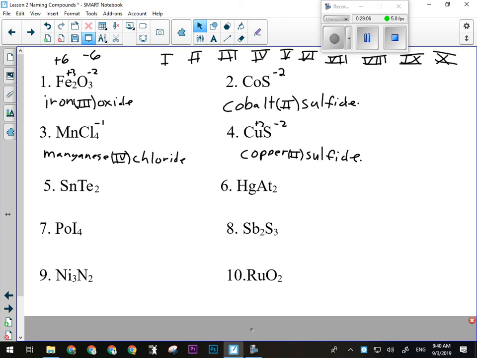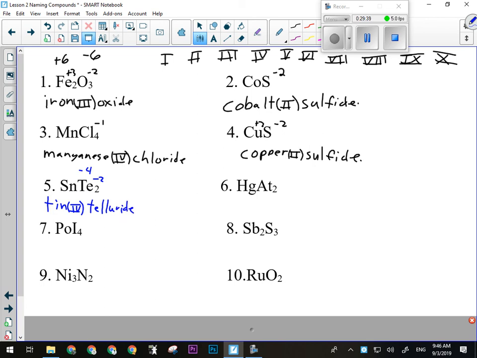All right, let's have you guys try up to number 10 there. See how you do. We'll go over the rest here in a couple of minutes. All right, so for number 5 here, we have tin and we have tellurium. Charge on tellurium is -2. So every tellurium is -2, which gives us 4 negative charges, which means this has to be the tin with the 4 plus charge, because there's only one of it. So this is going to be tin, IV, telluride.